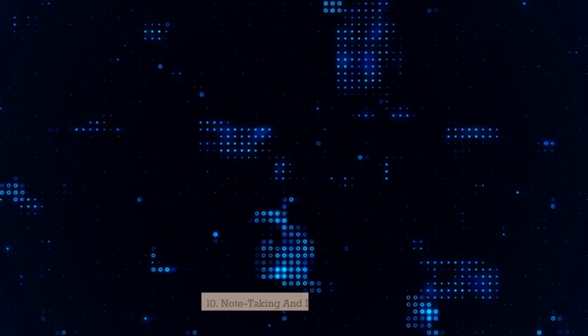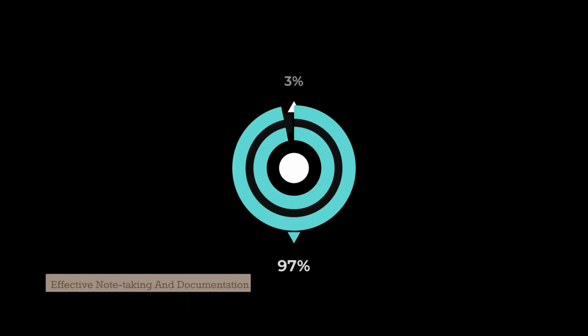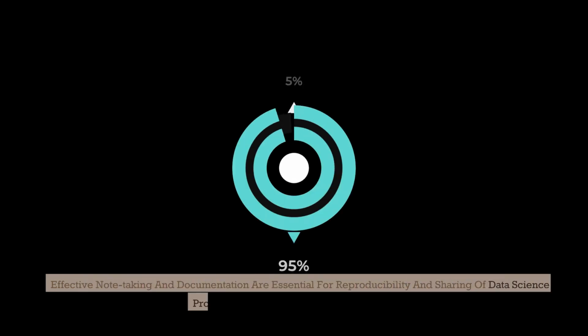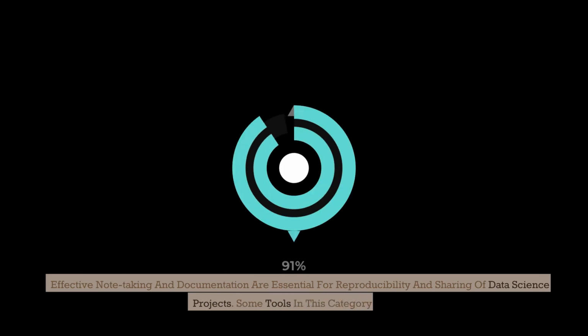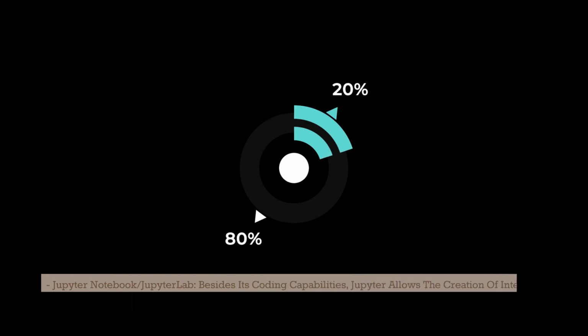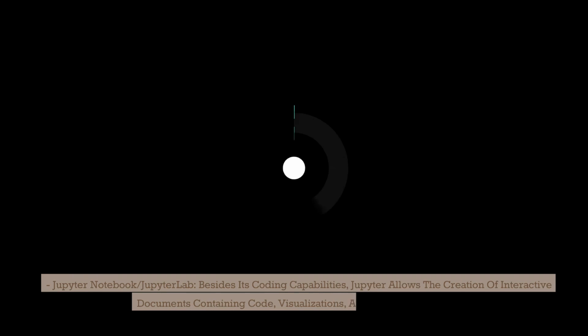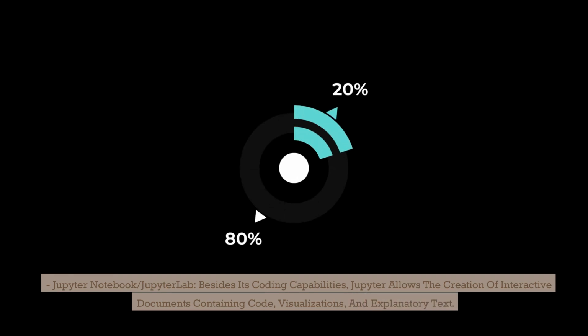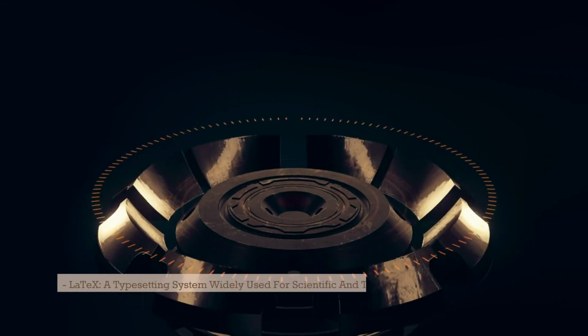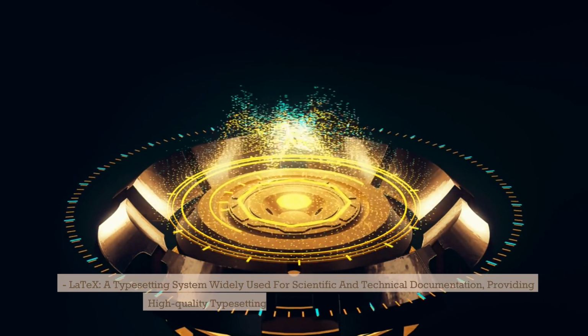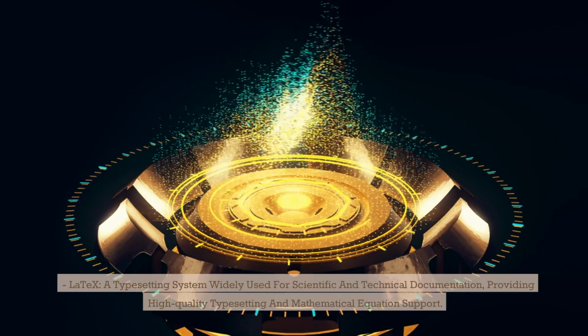10. Note-taking and documentation. Effective note-taking and documentation are essential for reproducibility and sharing of data science projects. Some tools in this category are Jupyter Notebook, Jupyter Lab. Besides its coding capabilities, Jupyter allows the creation of interactive documents containing code, visualizations, and explanatory text. Markdown, a lightweight markup language used for creating formatted text and documentation that can be easily converted to HTML or other formats. LaTeX, a typesetting system widely used for scientific and technical documentation, providing high-quality typesetting and mathematical equation support.